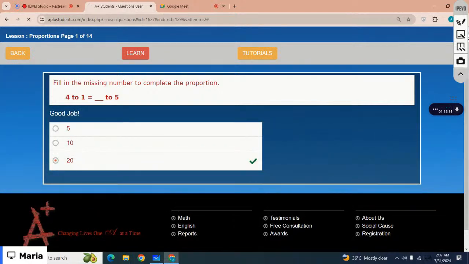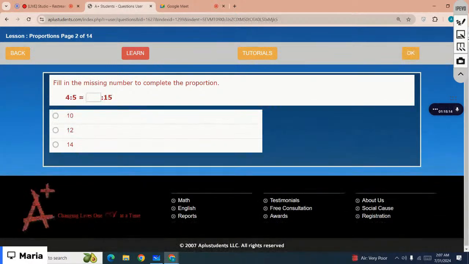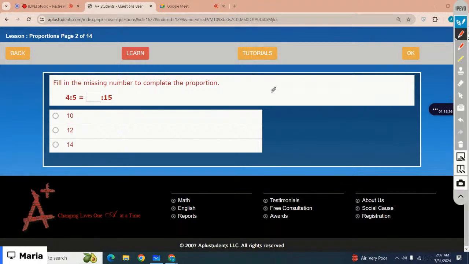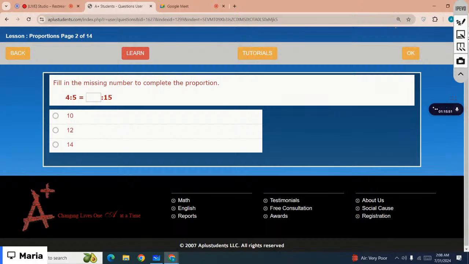Okay, the next one is fill in the missing number to complete the proportion. So which number is missing? That is 4 by 5 equals the missing number. So that means the missing number is... very good. The missing number is 12. The correct option is 12.